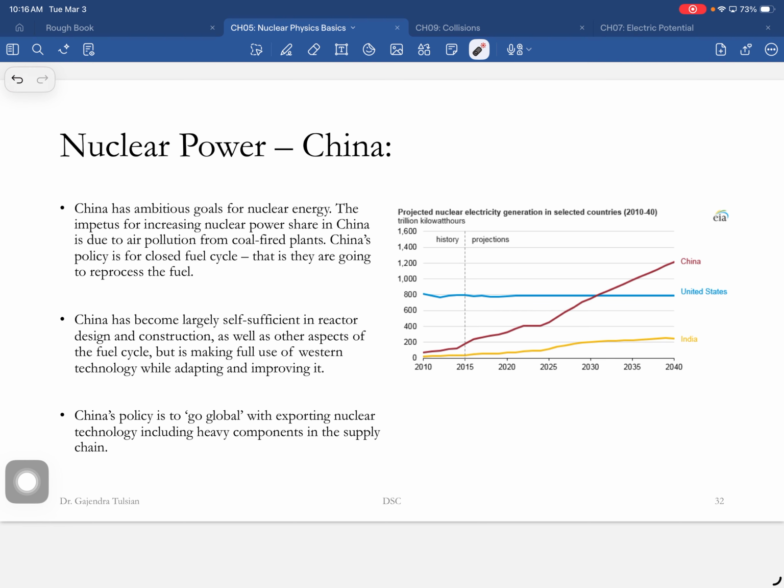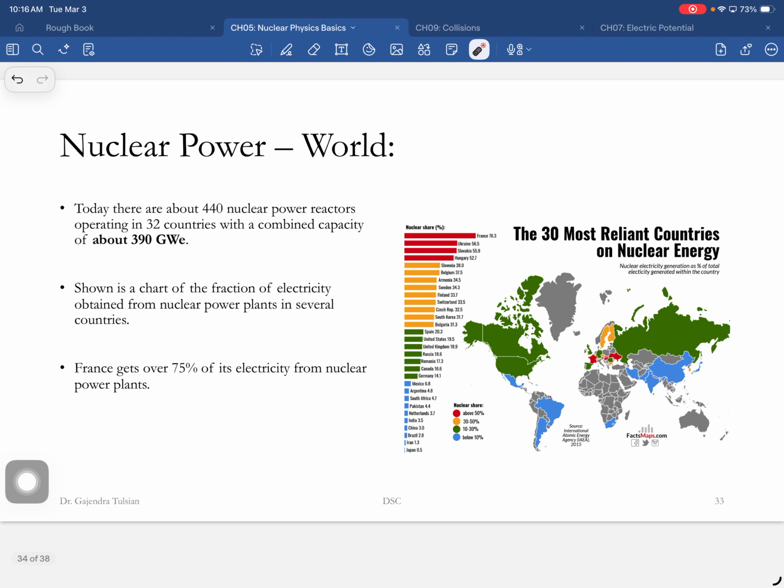So there are 436 in operation, 16 under construction, and 200 have been shut down. 10% of the world's electricity is generated by nuclear reactors.